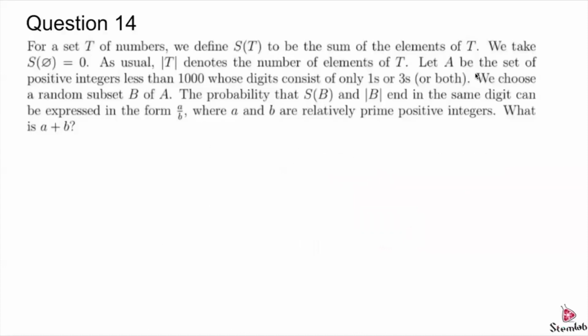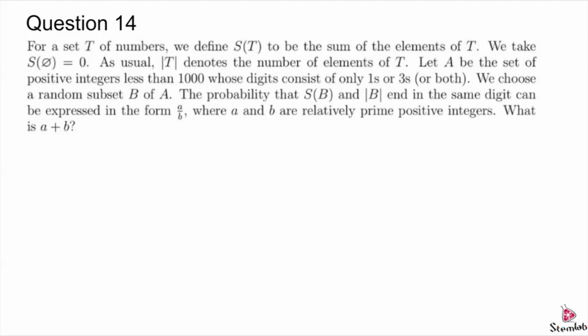Question 14 states that for a set T of numbers, we define S of T to be the sum of the elements of T. We take the null set having the sum of 0. As usual, the cardinality of T denotes the number of elements of the set T.